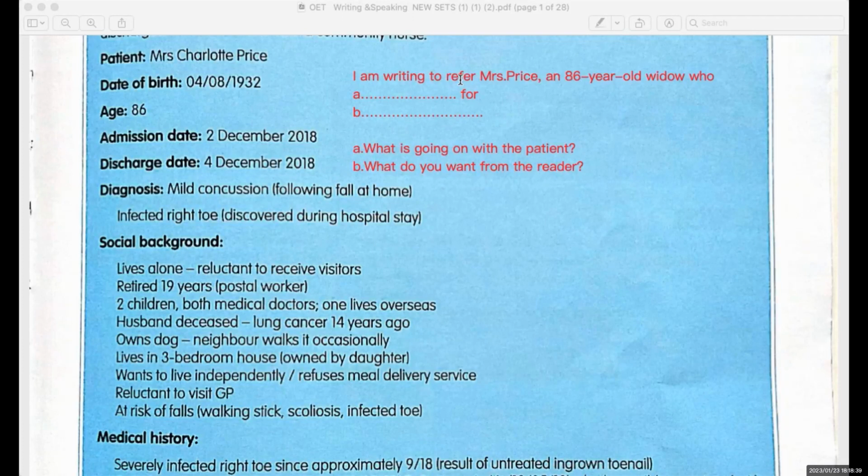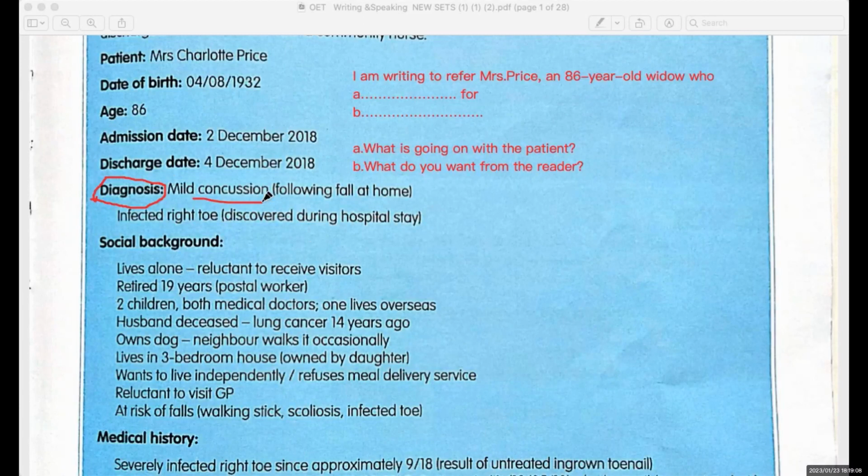So where do we find the answers or the answer of A and B? What is going on with the patient can be found in diagnosis most of the time. Most of the time. Sometimes you need to also guess it by yourself. So what is going on with the patient? Suffered a mild concussion. We managed the patient. The reason why the patient presented to us was mild concussion.